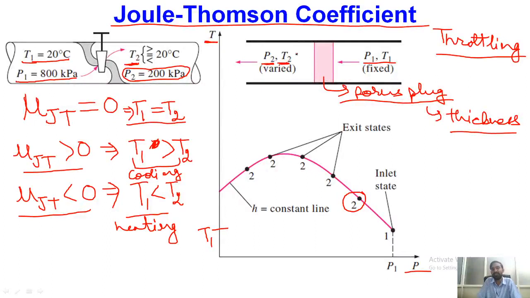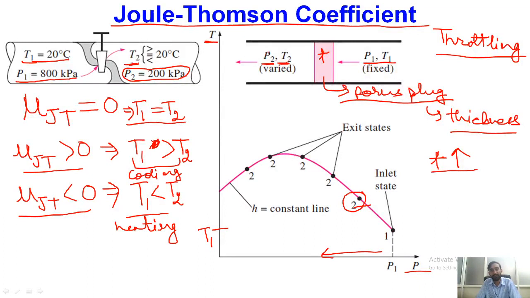If I keep on increasing the thickness of the porous plug, what will be happening? Our pressure will keep on decreasing. So when we were having say thickness small t, we were getting this point. If I keep on increasing the thickness from this value, the value of pressure will keep on decreasing.